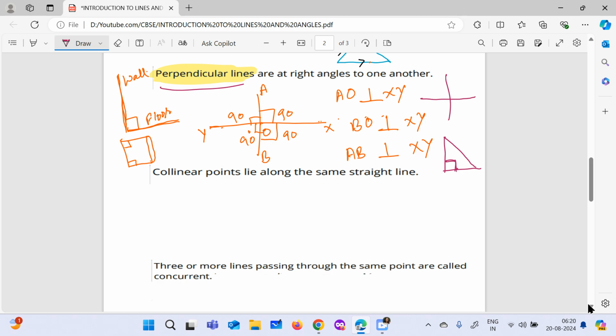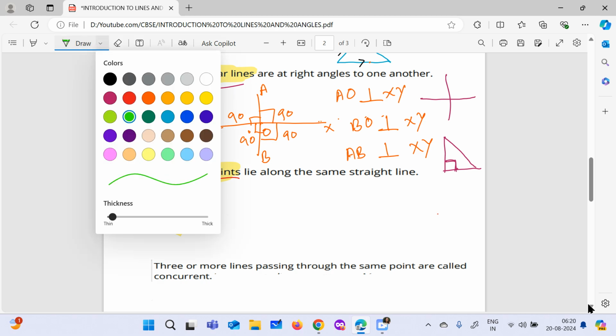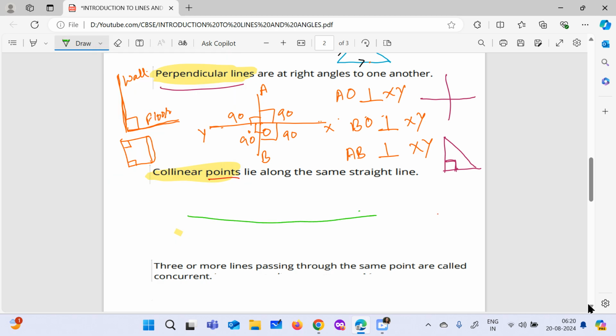Now let's see the next term. The next term is collinear points. Co means on the same. Collinear means on the same line, so the points existing on the same line. Suppose I have a line like this, A, B, and on this line we can have many points like this. Now I will say that A, B, C, D, E are collinear points.